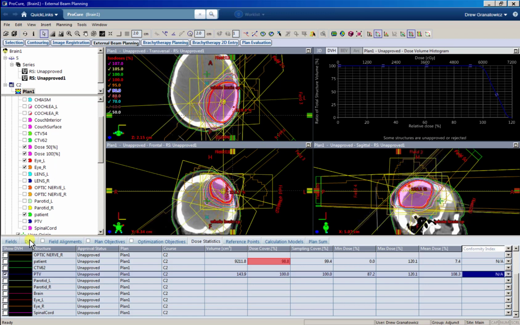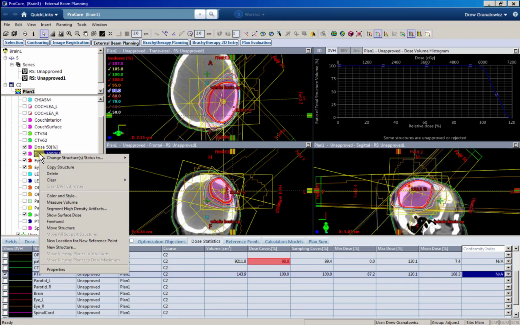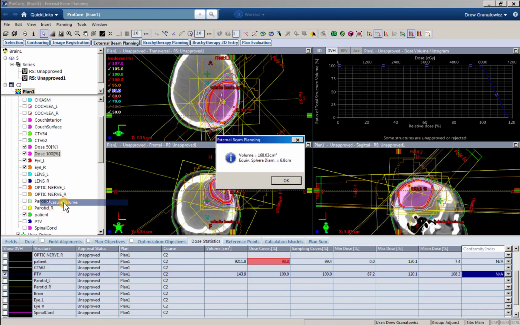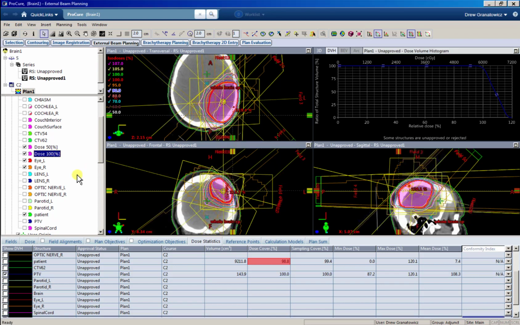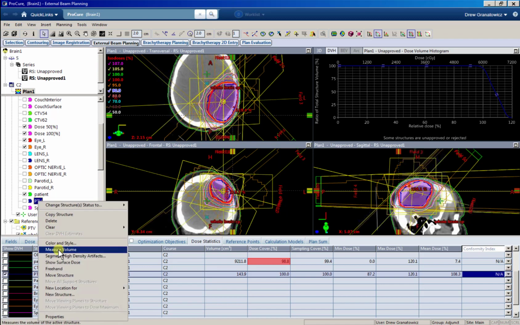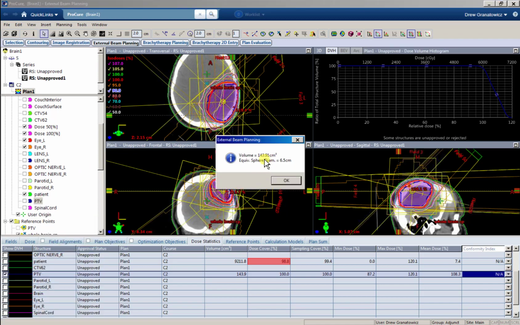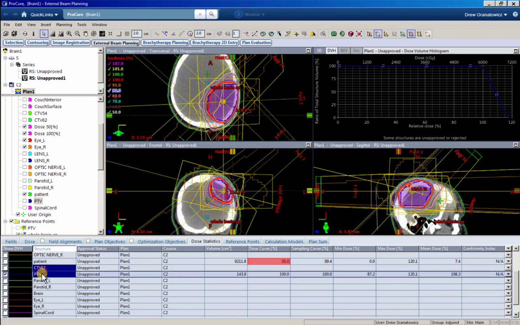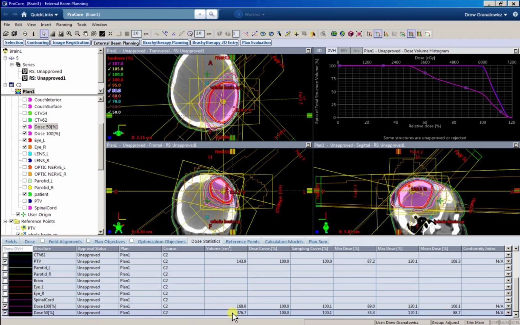So conformity index. You can either right click on the volumes and then measure volume. So our 100% is 168.03. And then our PTV, measure volume, 143.91. Or you can also look here. So PTV, it shows volume right here, 143.9. If you turn these on, volume right here. So two different ways to get your volume.